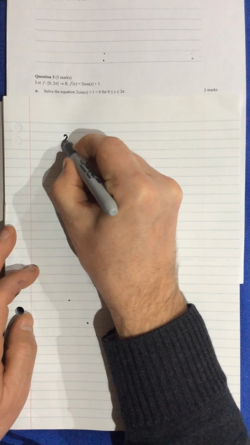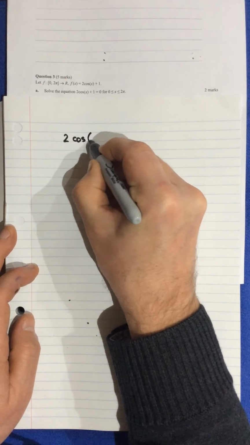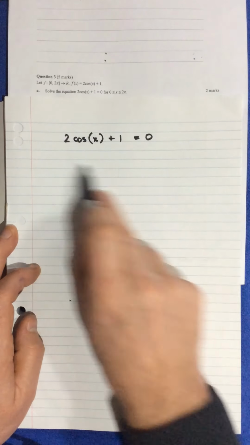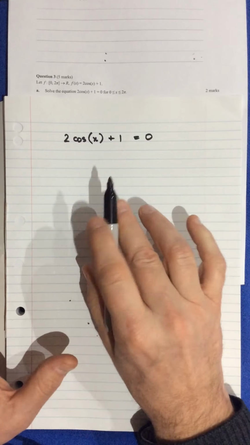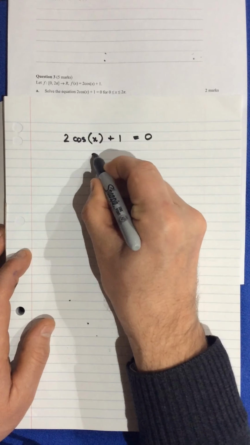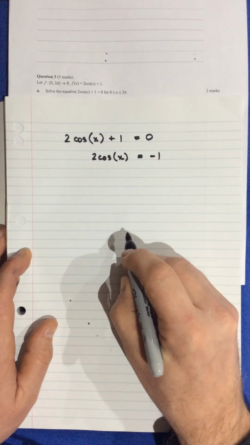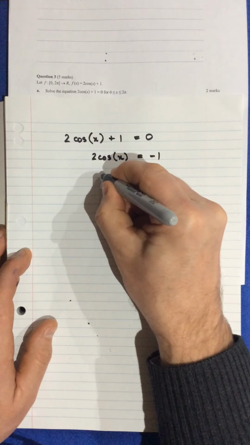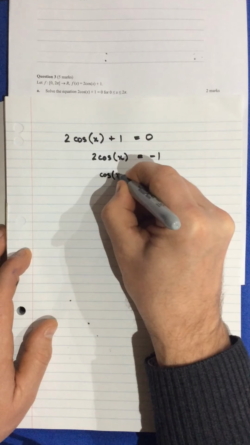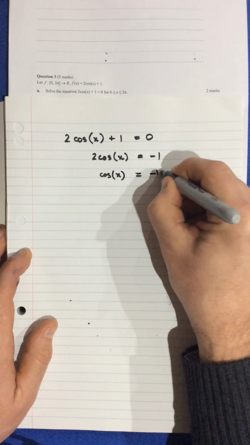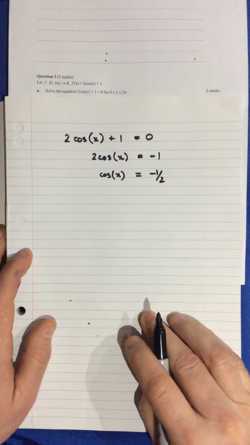So our problem is solve this function. 2 cos of x plus 1 equals 0. So obviously what I want to do is rearrange this a little bit. I'm going to take 1 away. So I'm going to get 2 cos of x equals -1. I'm going to divide by 2. So I'm going to end up with an equation cos of x is equal to -1/2. And I want to solve that.